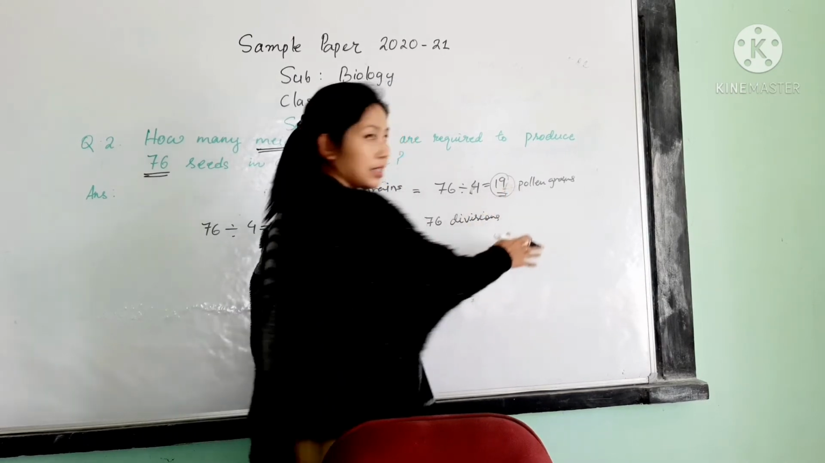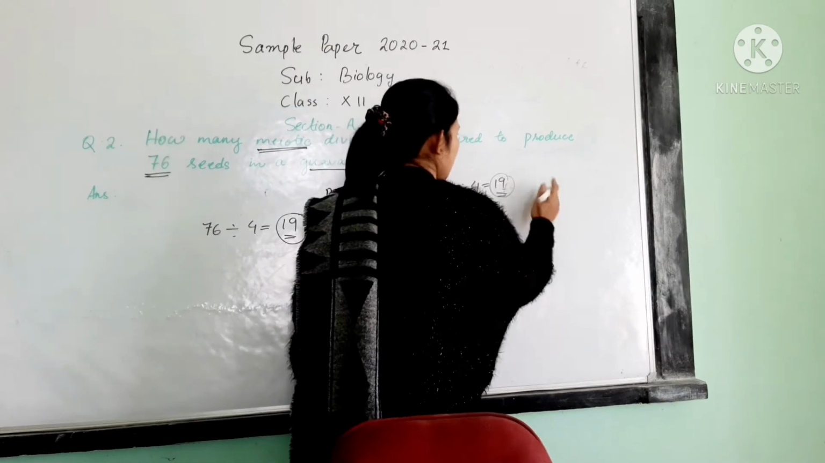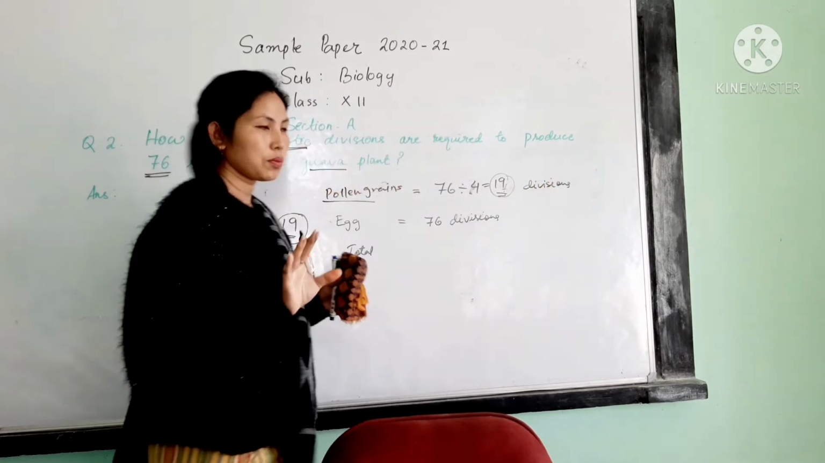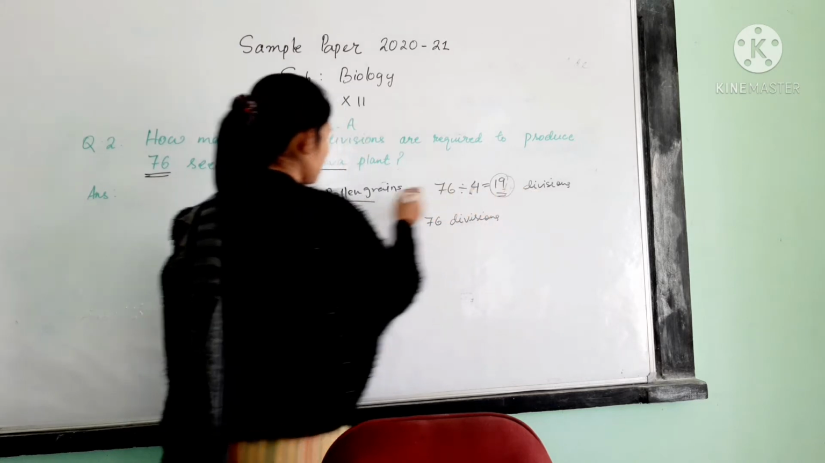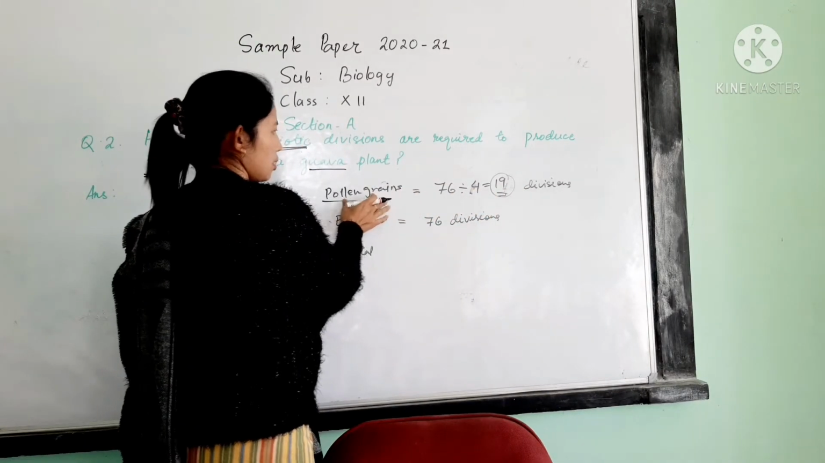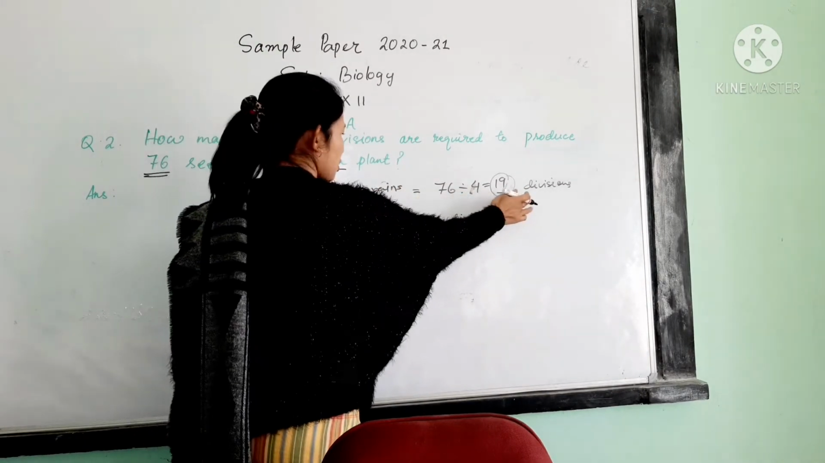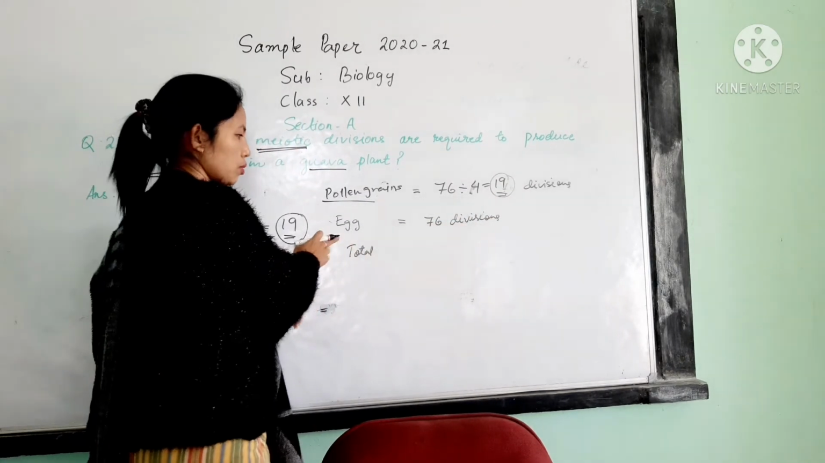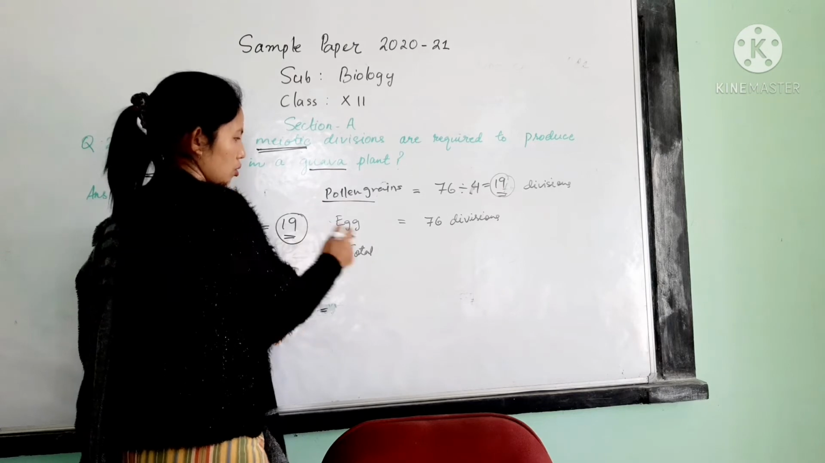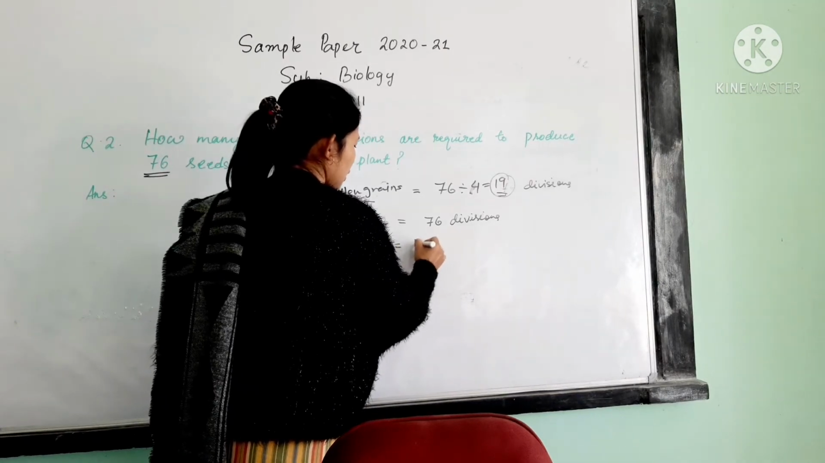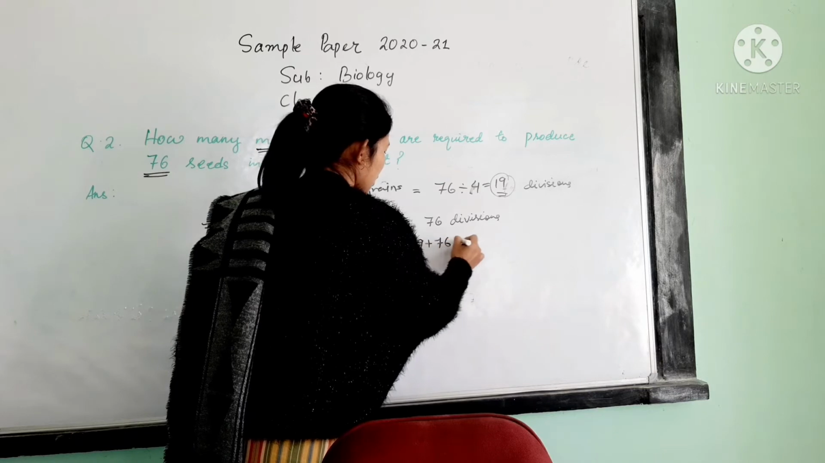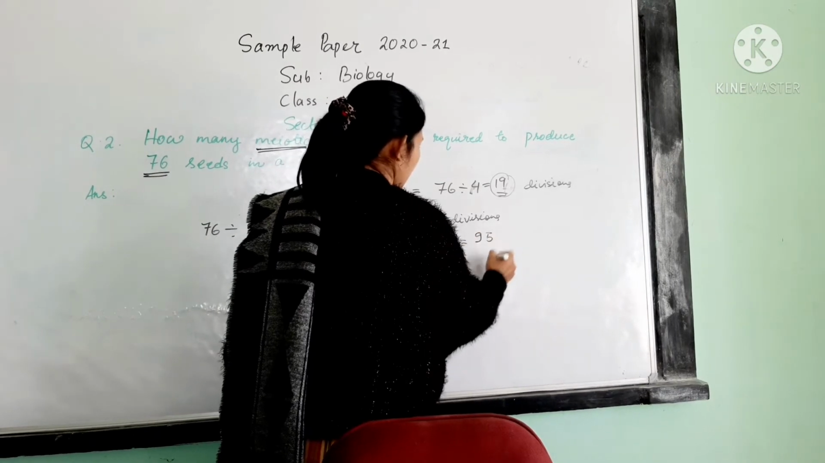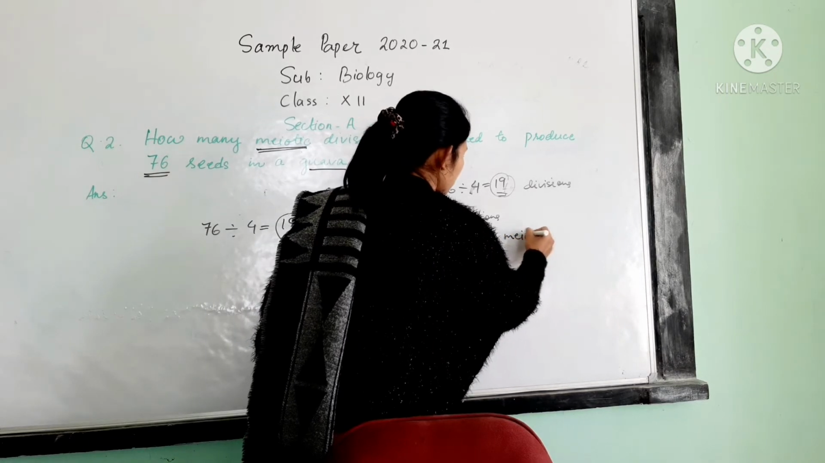This one also is not 19 pollen grains, I am sorry, 19 divisions, right? Not pollen grains. So 19 divisions to produce pollen grains. Okay, 19 divisions in case of male and 76 divisions in case of female to produce the female gamete. Okay, so total will be 19 plus 76, which is 95 meiotic divisions.